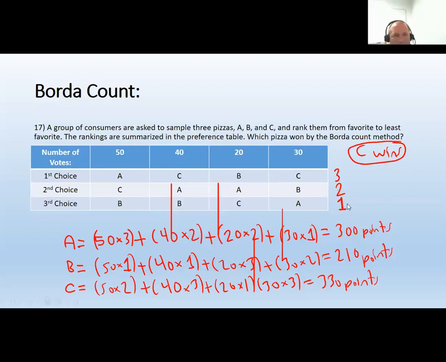All right, does anybody have any questions on this problem?